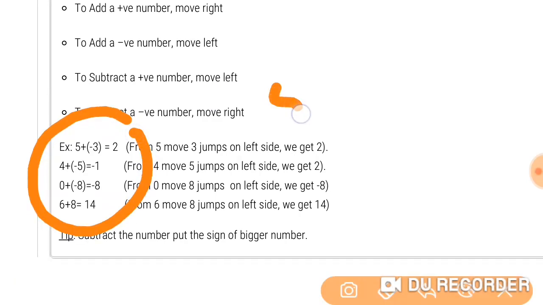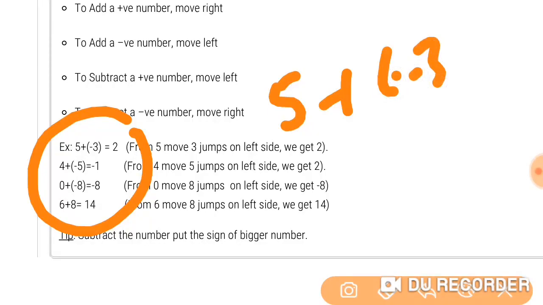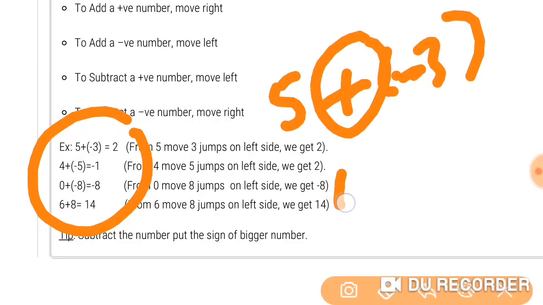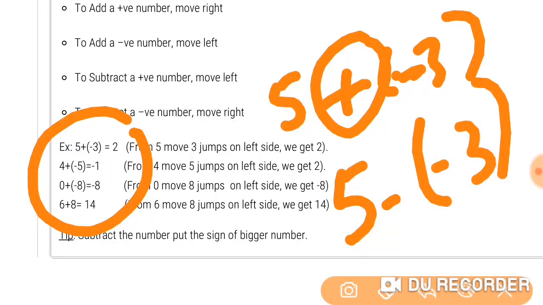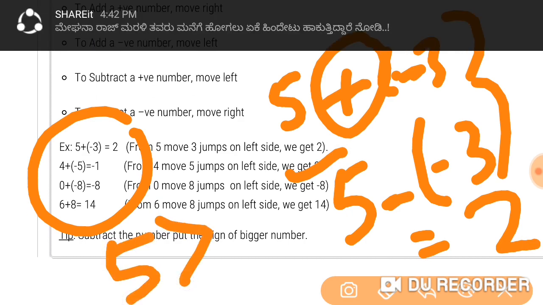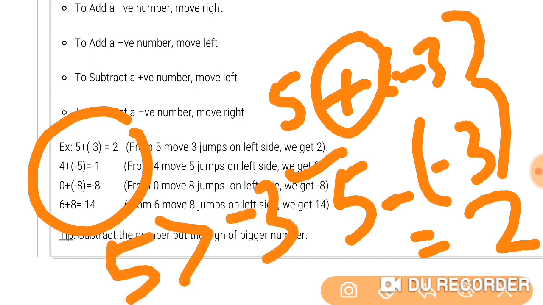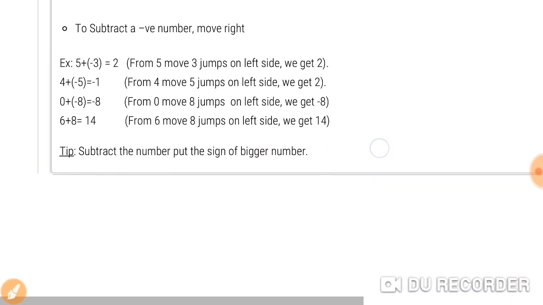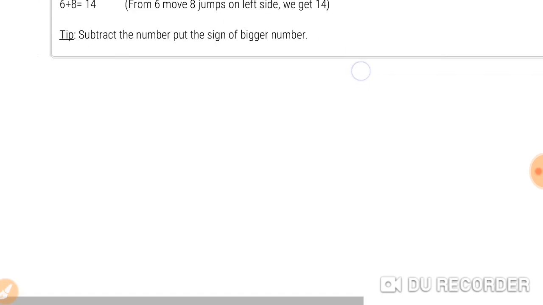Means if 5 plus minus 3 is the question, instead of this positive, if negative comes, what do you do? What was the answer? Keep the sign of the bigger number. So which is bigger? 5 is bigger than minus 3. So 5 is bigger, which means it is positive, so keep a positive number. Is it true? No. So that means it is the wrong way. So there is a process here.